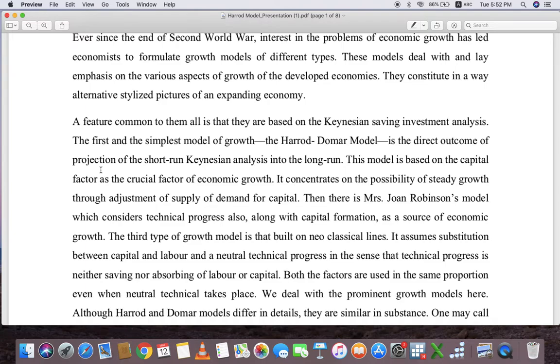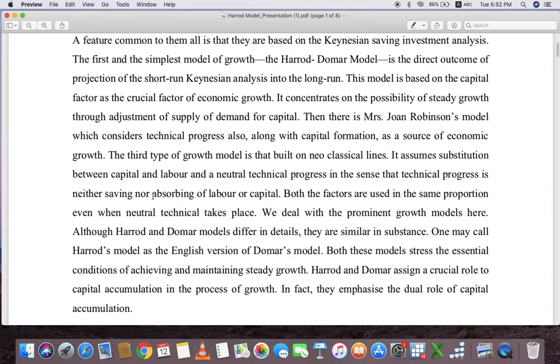They have also followed another model, which is Joan Robinson's model of technical progress, where through capital formation the efficiency of capital can be increased, and as a result technological progress happens and growth happens. So these two models have been followed by Harrod and Domar in their model.